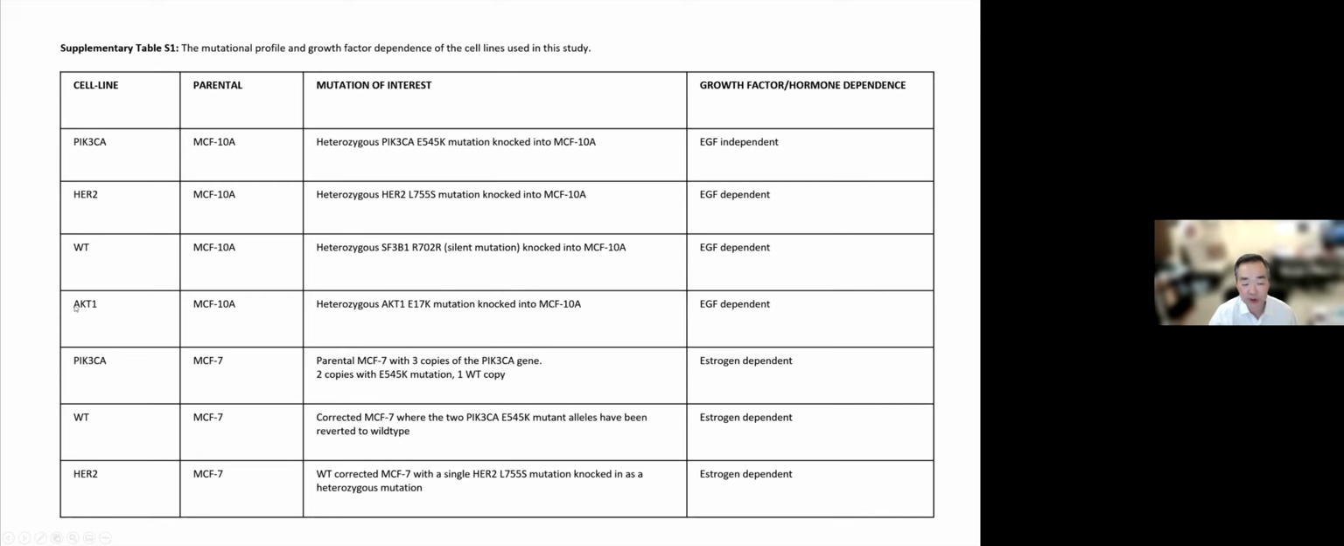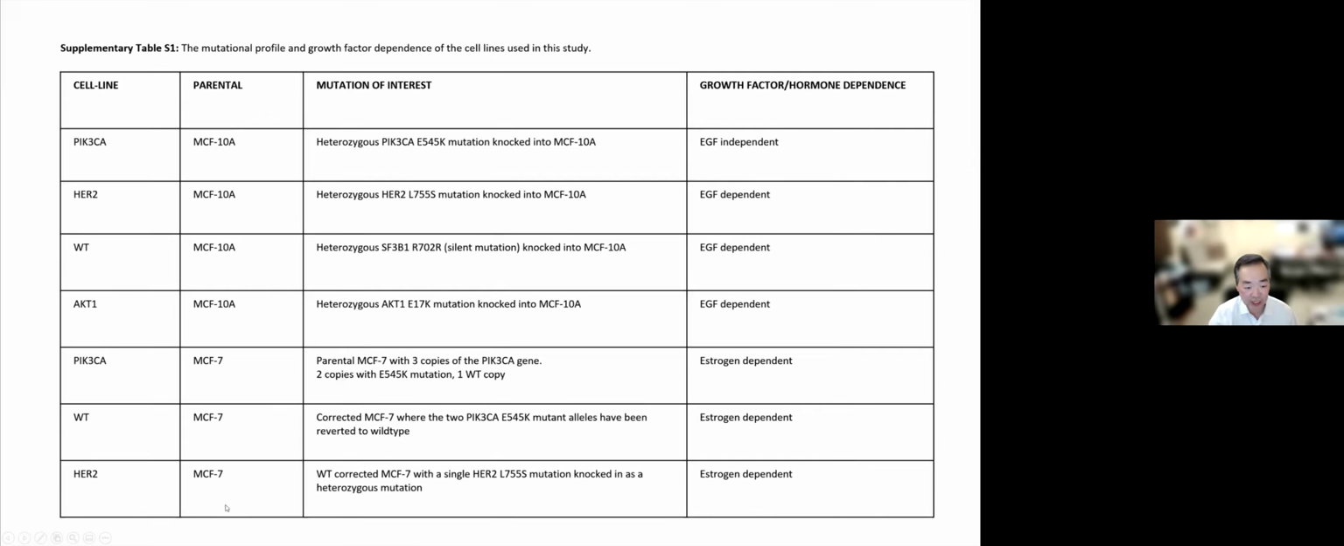We've also made, Josh Loring, when he was in the lab, an AKT1 knock-in. Again, it doesn't really have much phenotype, still remains EGF independent, and then I told you about the HER2, which is also EGF independent. So really it's this guy, the PIK3CA knock-in, that has a phenotype of EGF independence.